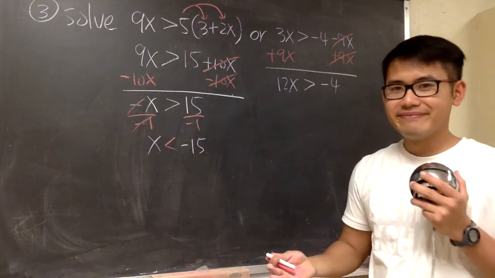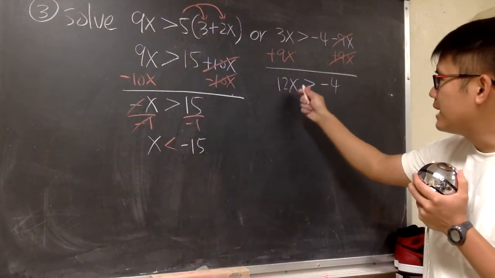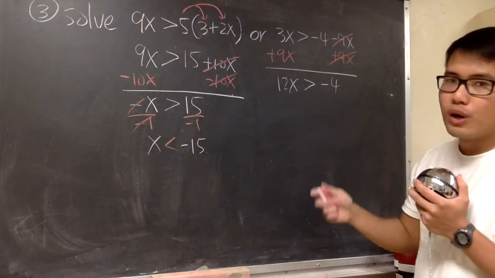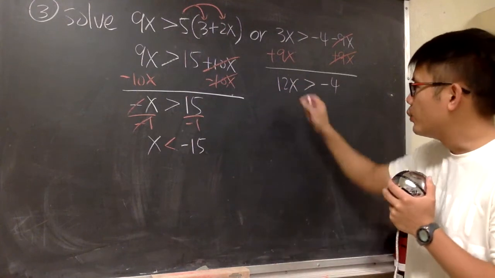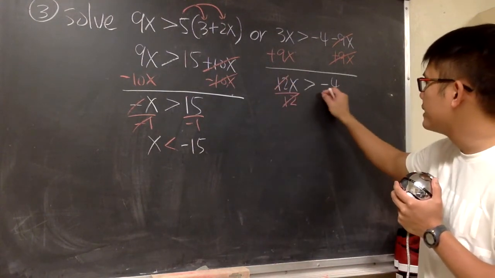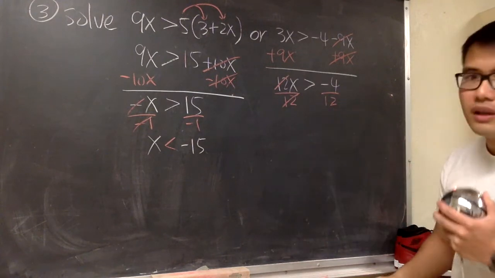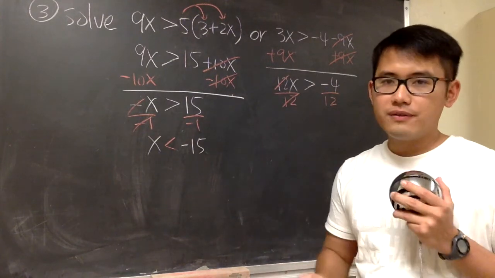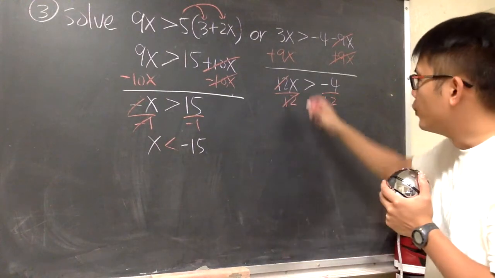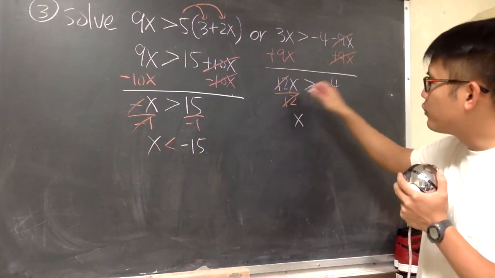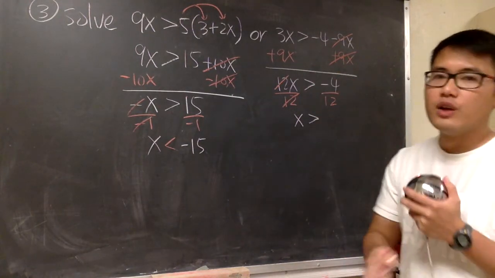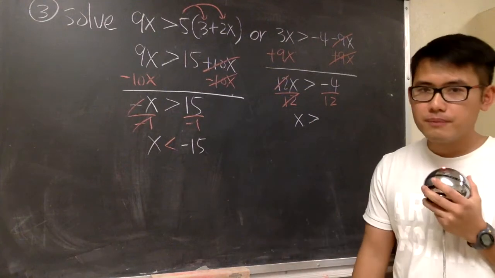And now what? This is 12 times x is greater than negative 4. What do we need to do to get rid of the 12? We have to divide both sides by 12 so that they will cancel. Likewise, divide this by 12 as well. And it was a positive 12. We divided both sides by a positive 12. We get the x isolated, but the 12 was positive. We maintain this to be greater than. We don't need to switch the inequality symbol.